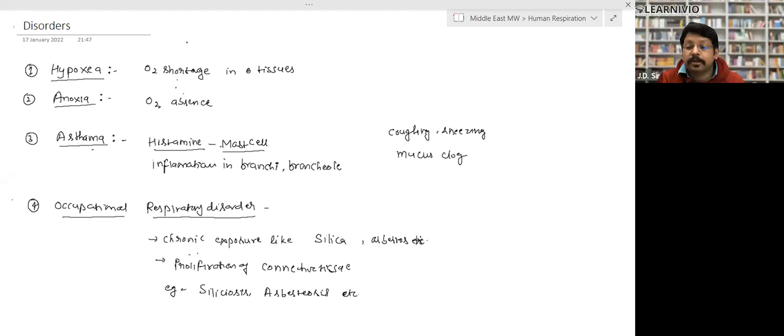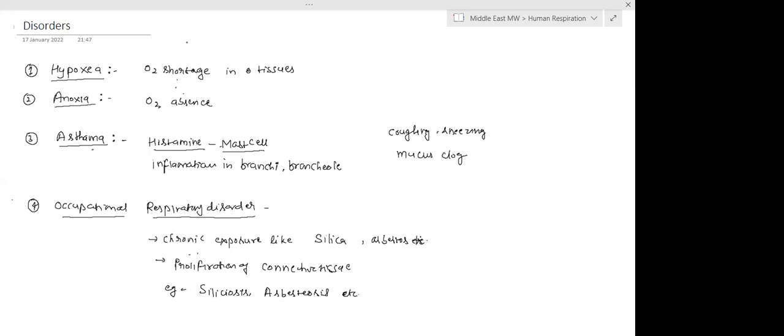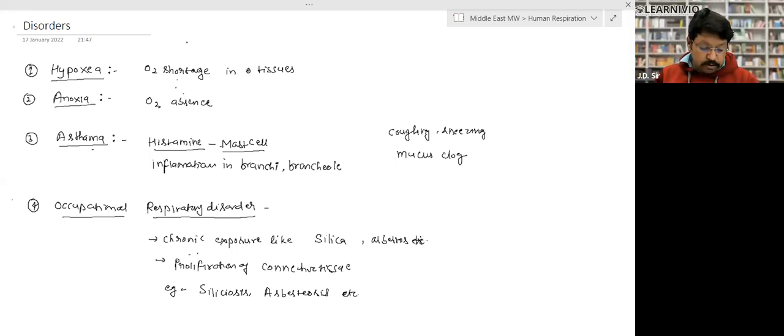Anyone else? Any more questions? No question? So before moving, the next chapter is, I think, body fluid and circulation. Is it that? Guys, please look at the NCERT. Yes, sir. Okay, fine.